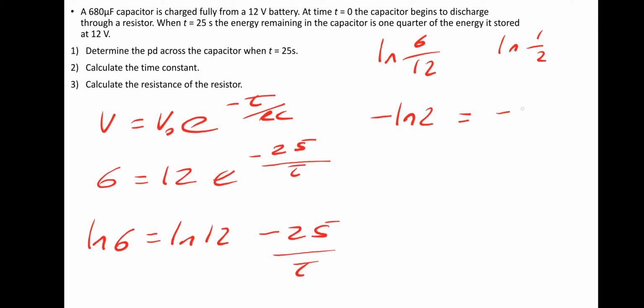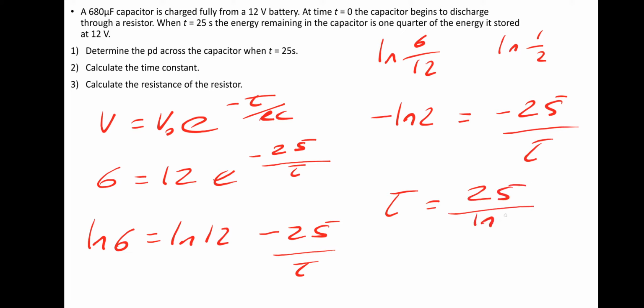Equals minus 25 divided by the time constant. So the time constant is simply 25 divided by log 2. Cancel the negatives. So the time constant is equal to 36.1 seconds.